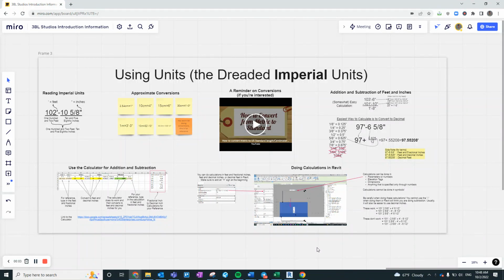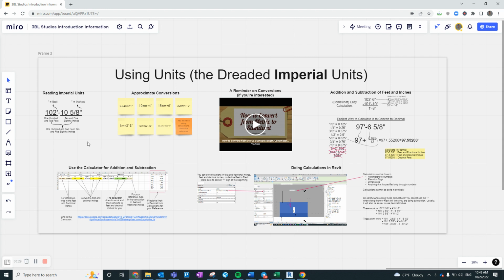Now, let's take a look at using units. Unfortunately, in the US, we only work in what are called imperial or standard units, as you probably know. And this means that we work in inches and feet. And yes, our system is terrible. Yes, it should change, but it's the one we use, and thus we have to know it, and you have to know it for the work.